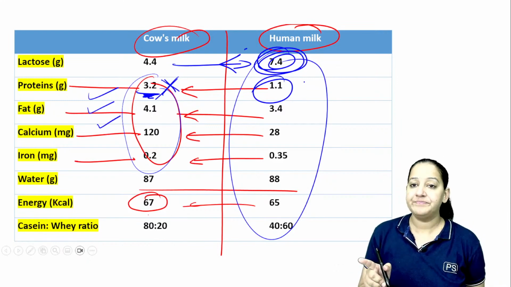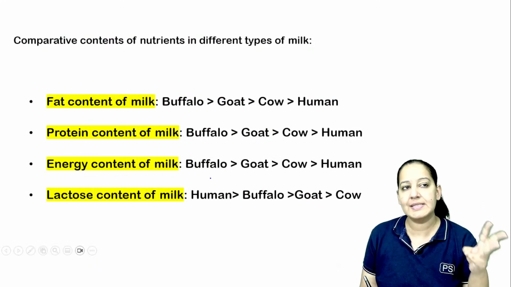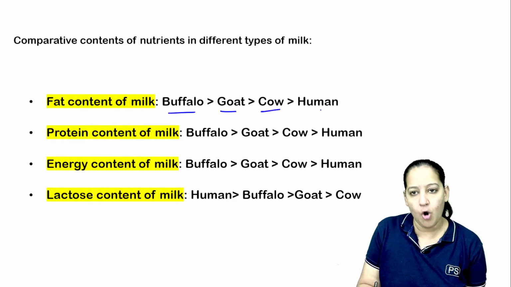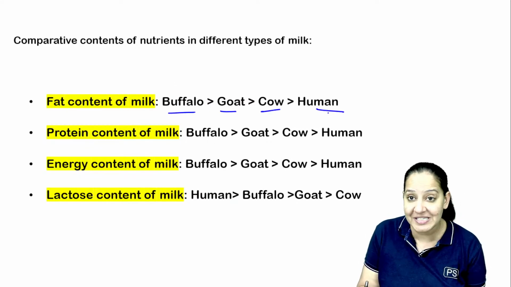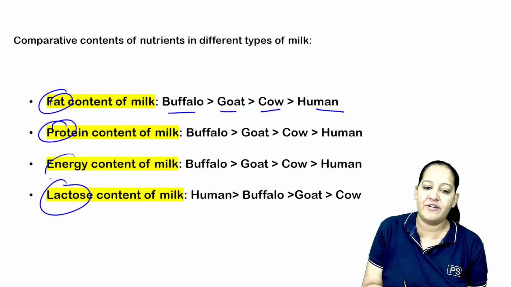But you have to compare. So for comparison, we will compare the milk of three animals with human milk: buffalo milk, goat milk, cow milk and human milk. Human milk is the breast milk of the mother. Okay, so we will compare their fat, protein, carbohydrate and energy.